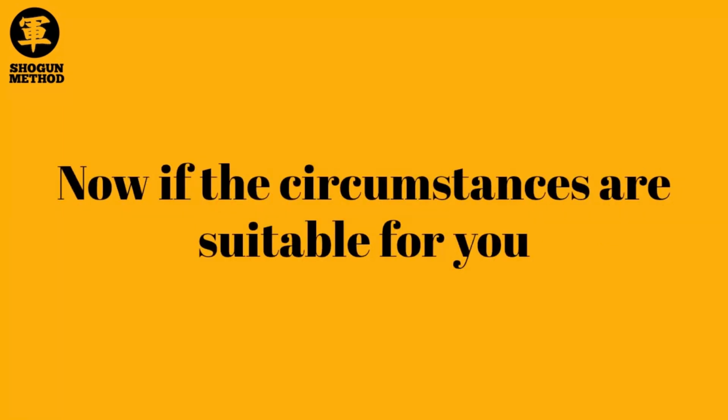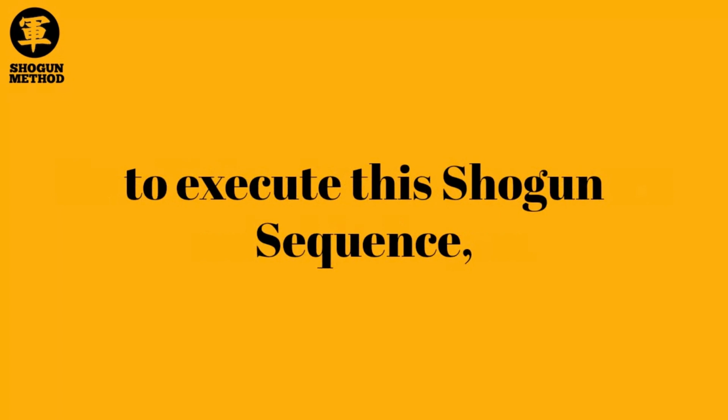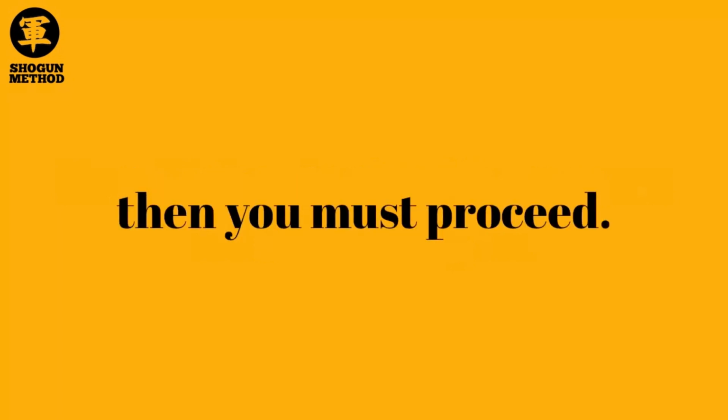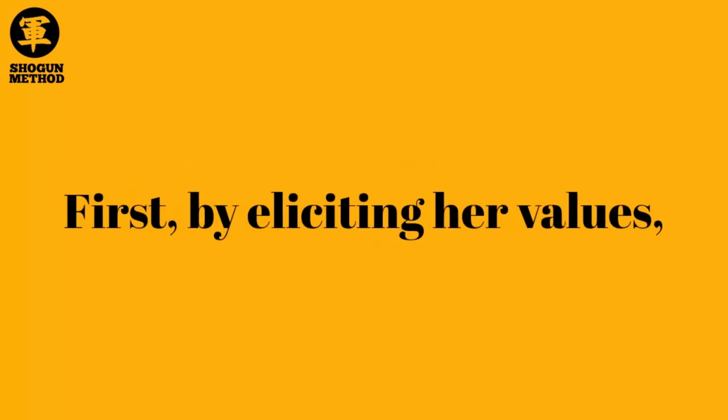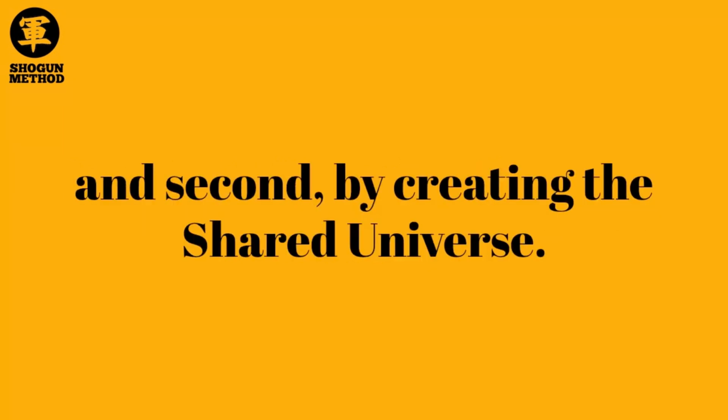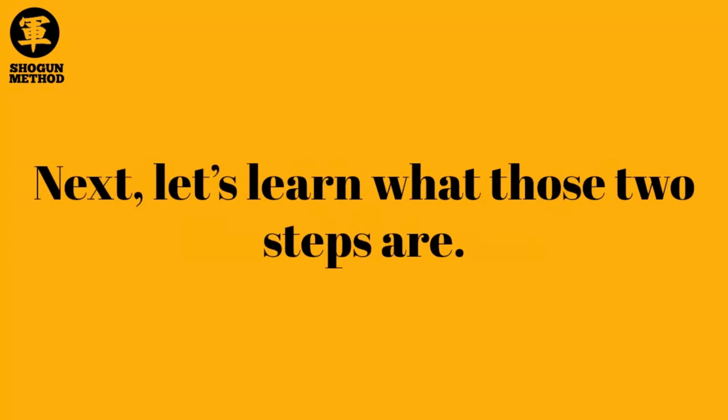Now, if the circumstances are suitable for you to execute this Shogun sequence, then you must proceed. You will deliver this sequence in 2 steps. First, by eliciting her values, and second, by creating the shared universe. Next, let's learn what those 2 steps are.